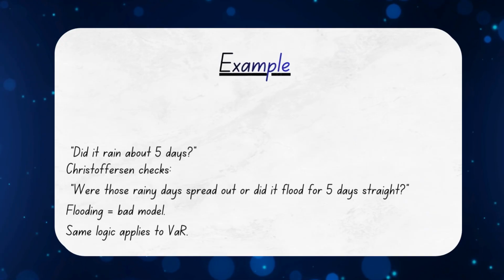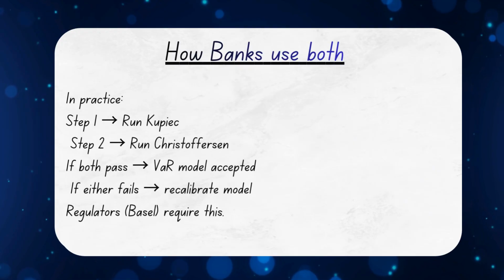In real life, banks always use both tests together. First, they check the frequency of violations using Kupiec. Then they check the independence or clustering using Christoffersen. If both tests pass, the VAR model is considered reliable. If either test fails, the model needs to be recalibrated or improved.